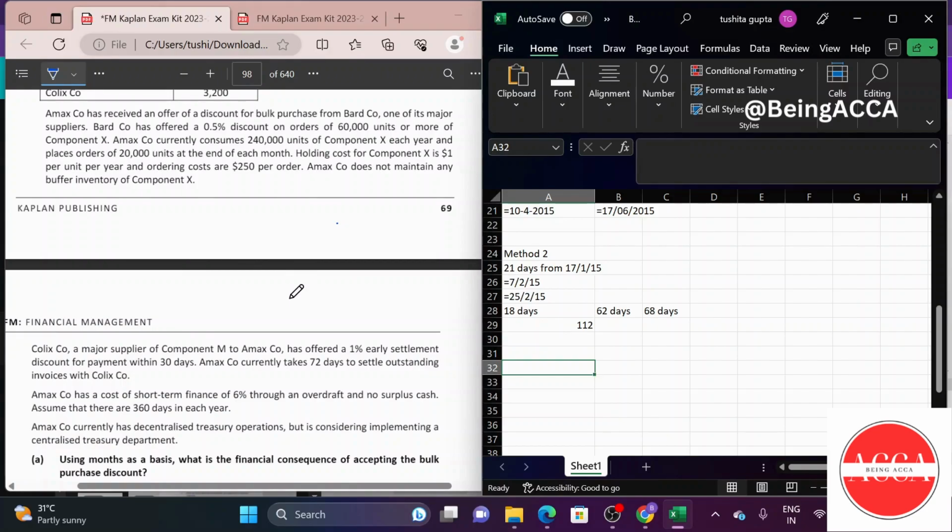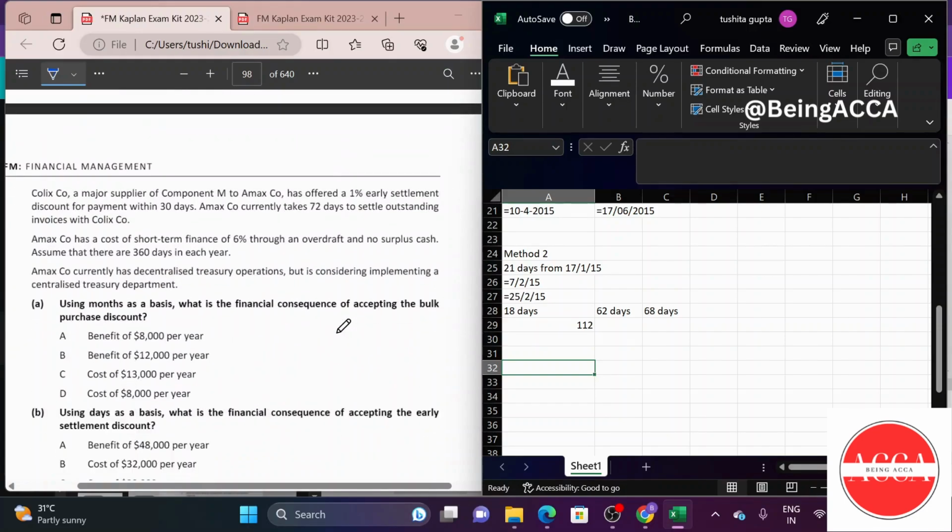Amax Company currently consumes 240,000 units of component X each year and places orders of 20,000 units at the end of each month. Holding cost for component X is $1 per unit per year, and ordering costs are $250 per order. Amax Company does not maintain any buffer inventory of component X.